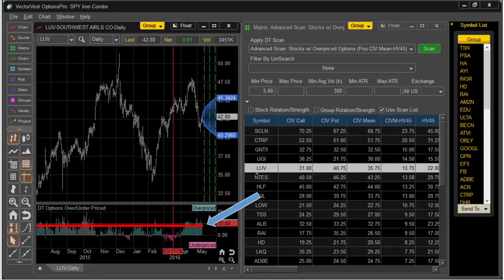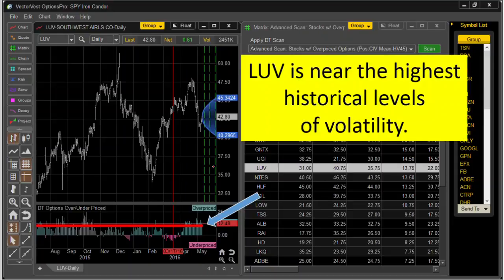Now, we can look at it. Here's Southwest Airlines, LUV. Take a look in the back. I know there's all these little things up here, but look at where the plateaus kind of come in. Here, here, here. Look at where it came in right there and right there. Look at where LUV is right now. It's pretty much right near the highest historical levels of volatility.